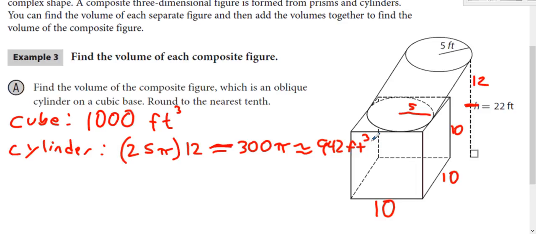So the volume altogether, you just add those together. 1,000 plus 942 is 1,942.